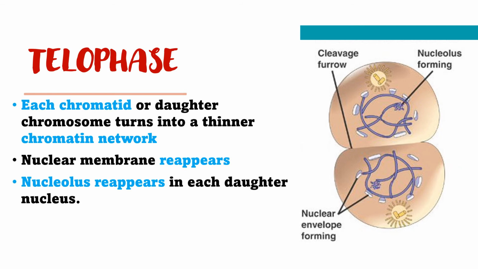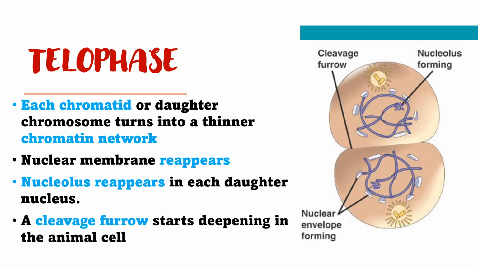Then the next point, the cleavage furrow starts deepening in the animal cell. In an animal cell, you can see a cleavage furrow in the telophase stage. But in a plant cell, you can't see a furrow. Furrow formation is not there in a plant cell. But instead of furrow formation, in a plant cell, you can see cell plate formation.